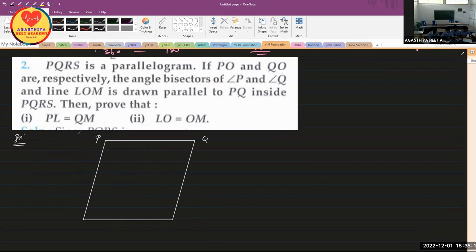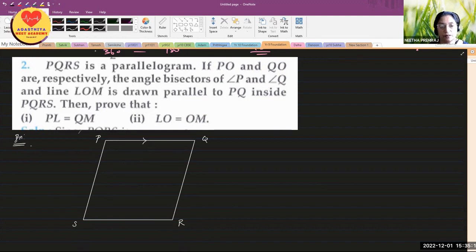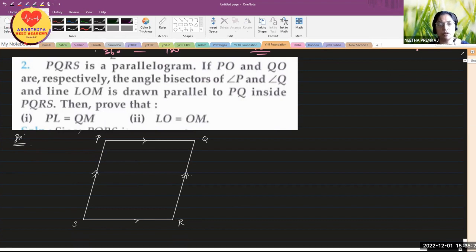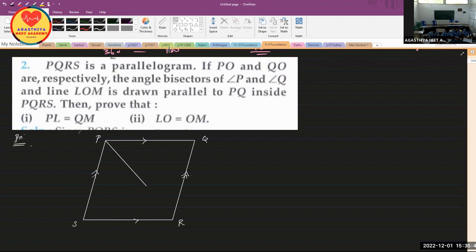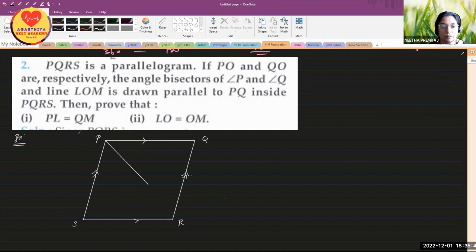In the parallelogram, opposite sides are equal and parallel. That you know, isn't it? Then what else? PO and QO are respectively angle bisectors of P and Q. So you have to draw a line such that, so this is the angular bisector.